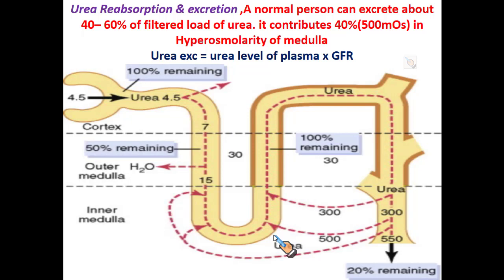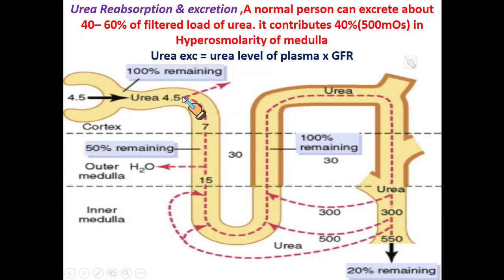Now let's see how it occurs. Once urea enters the filtrate, here you see 100% of the urea, which is actually 4.5 milliequivalent concentration in the filtrate. This remains 100% in this area. A very, very small amount does reabsorb from here into the blood, into the peritubular capillary network, mainly through the solvent drag mechanism.